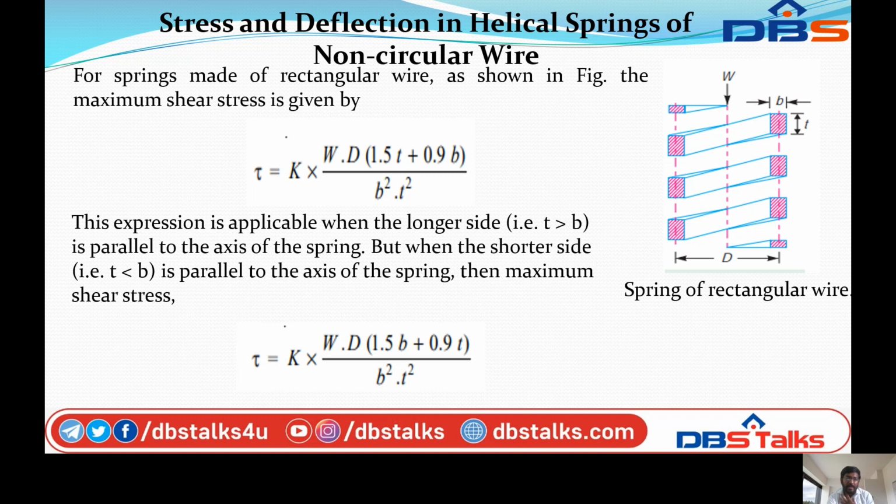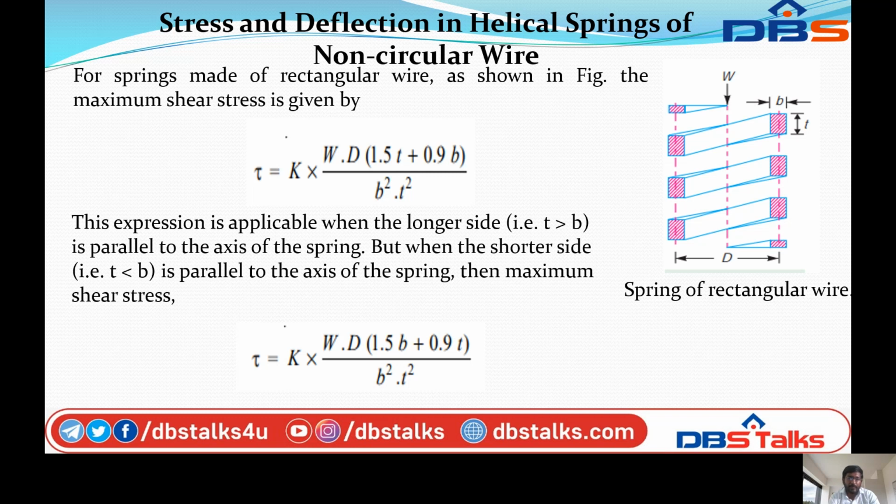For springs made up of rectangular wire, as shown in the figure, the maximum shear stress is given by tau is equal to K into W into D by (1.5 T plus 0.9 B) by B square into T square. So this is the formula for the maximum shear stress. We can see the figure, this is the spring of rectangular wire. Capital D is the mean diameter of the spring, W is the load on the spring, T is the thickness, and B is the width of the spring.